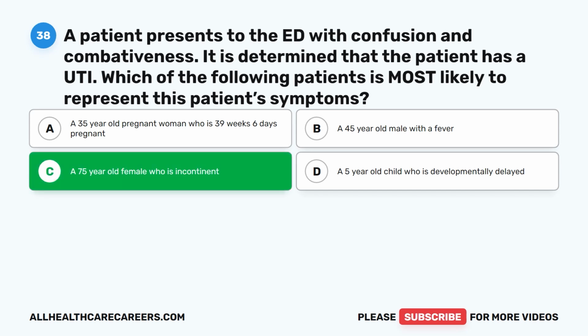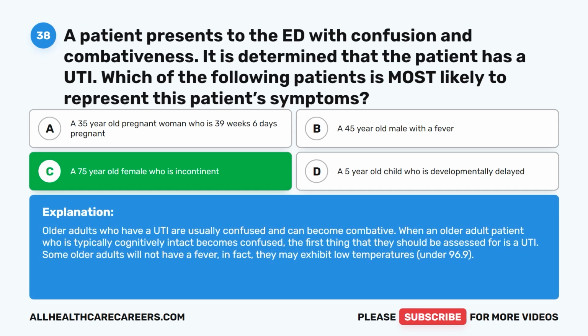The correct answer is C. A 75-year-old female who is incontinent. Older adults who have a UTI are usually confused and can become combative. When an older adult patient who is typically cognitively intact becomes confused, the first thing that they should be assessed for is a UTI. Some older adults will not have a fever. In fact, they may exhibit low temperatures, under 96.9.